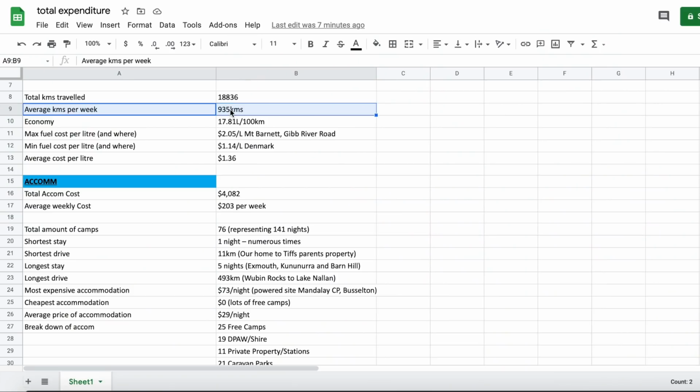Getting to places just to break up the Ks, usually somewhere that we didn't really want to stay, but it was just to break it up. We did 900 kilometres per week, so roughly 270 Ks per drive, which was roughly every second day.